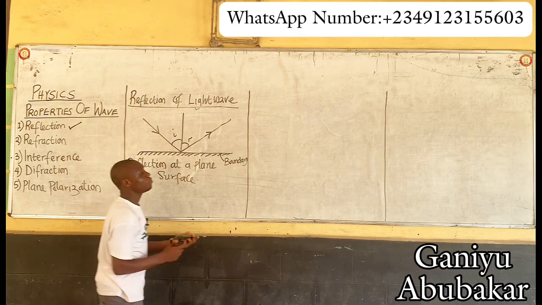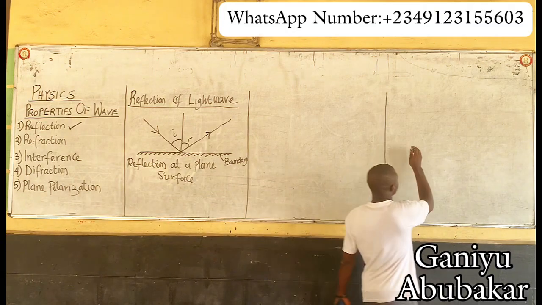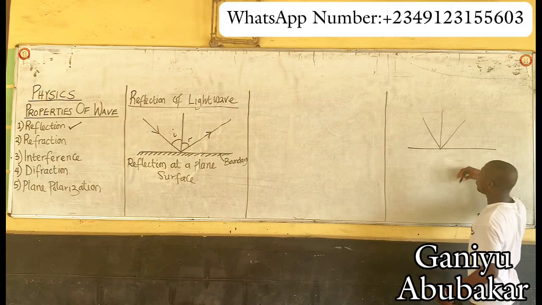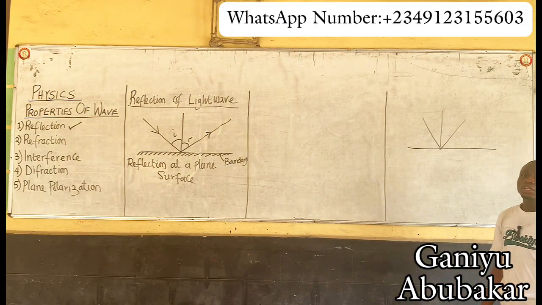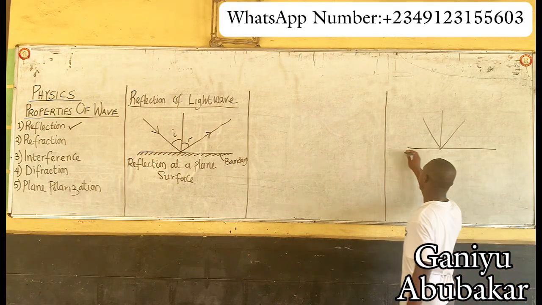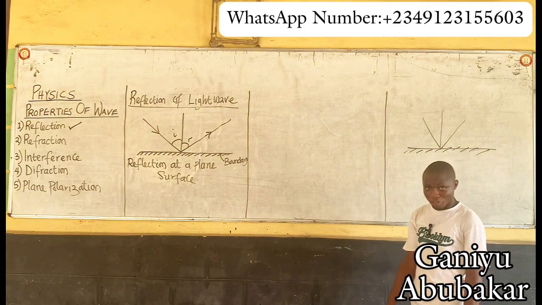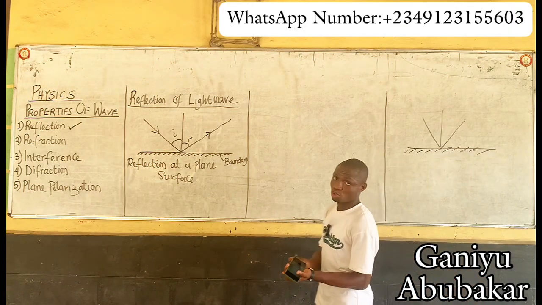If I just draw this way, you can't really tell which one is the boundary. To show the boundary, I have to put a rough texture there to indicate the boundary. So that's the first thing to note.